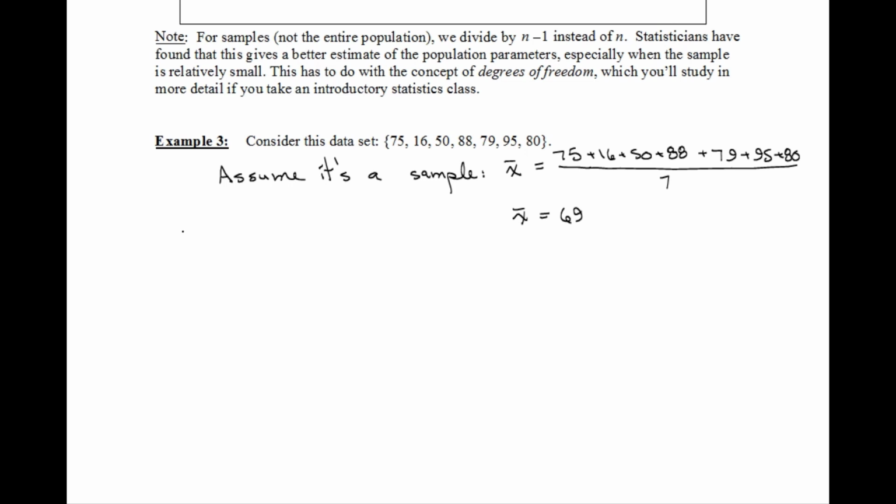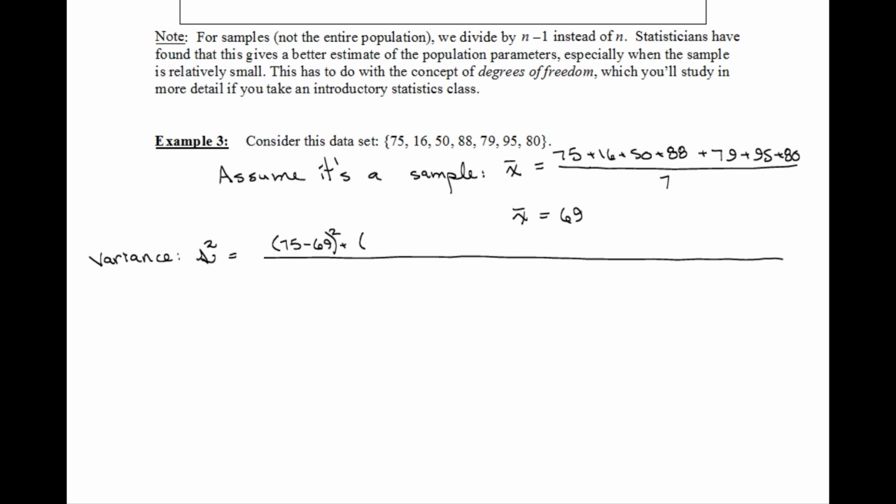Now, let's determine the variance. We're going to indicate that using English letters. Remember, those are for samples. We reserve the Greek letters for entire populations. This will be s squared. The way that we're going to determine it is we're going to take each of those data points, subtract the mean, and square. So 75 minus 69 squared, 16 minus 69 squared, 50 minus 69 squared. We're going to add them all up.